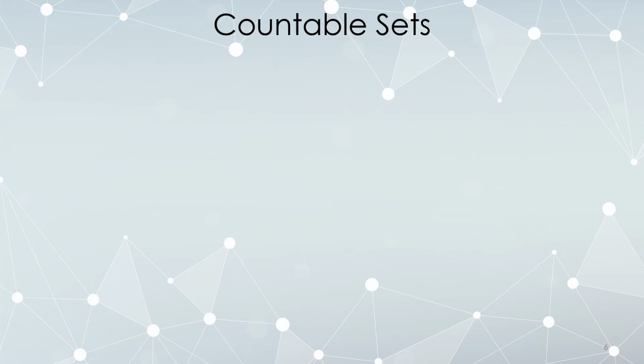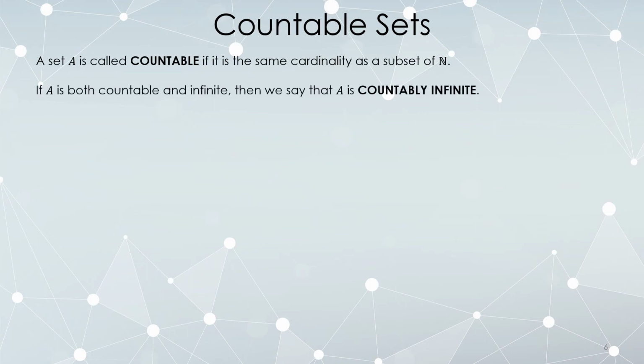There are some associated definitions that go along once we start talking about infinite sets. Specifically, a set is called countable if it has the same cardinality as some subset of the natural numbers. If it's countable and it's infinite, we say it's countably infinite. If it's not infinite, it's finite.